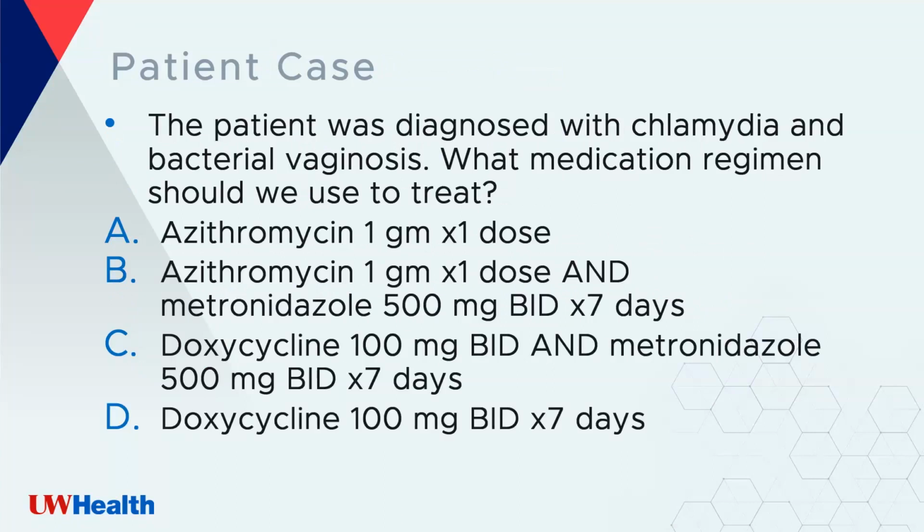A, azithromycin by itself. B, azithromycin with Flagyl for 7 days. C, doxycycline 100 milligrams twice a day and Flagyl for 7 days. And then D, doxycycline monotherapy.